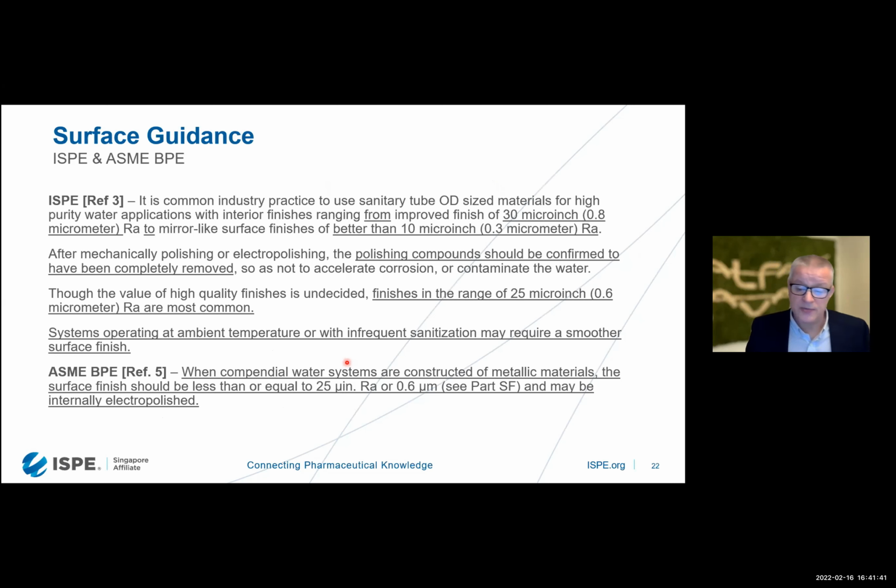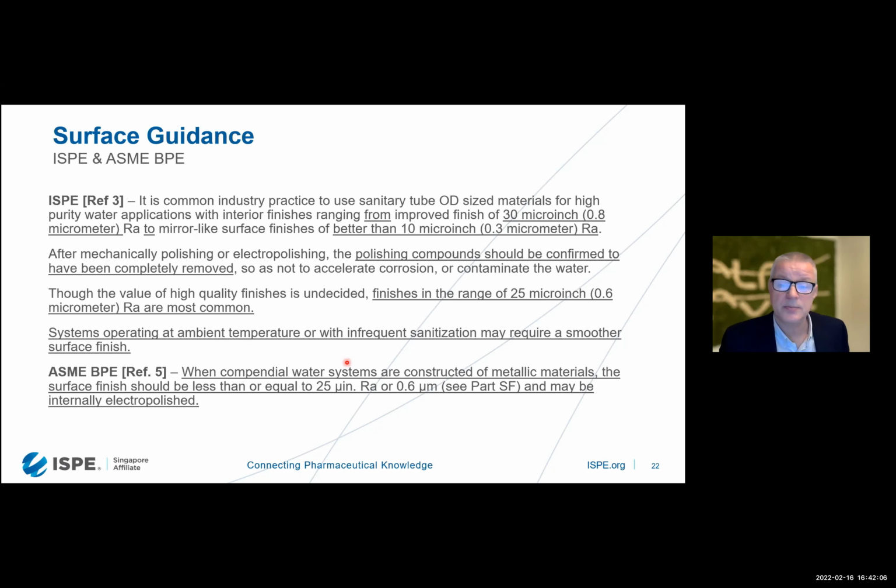If we look at surface guidances, which surface finish we should have, this is generally not specifically for rouging, but ISPE says you can have between 10 micro-inch, which is 0.3 micrometer, up to 0.8 micrometer. And I think that's good. It really doesn't matter nearly for rouging or for bacteria.